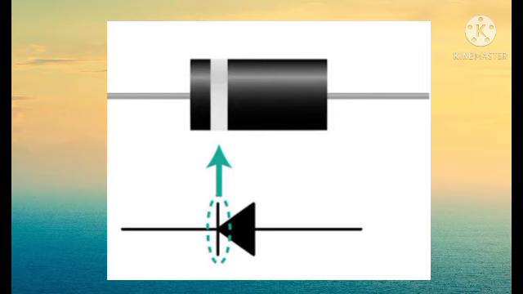The figure shows the symbolic representation of diode. On the diode, one ring is printed and that ring indicates the negative terminal of diode. In the symbol, there is one triangle and one vertical line. That vertical line indicates the negative terminal of diode. Hence, the diode has two terminals, positive and negative, anode and cathode.